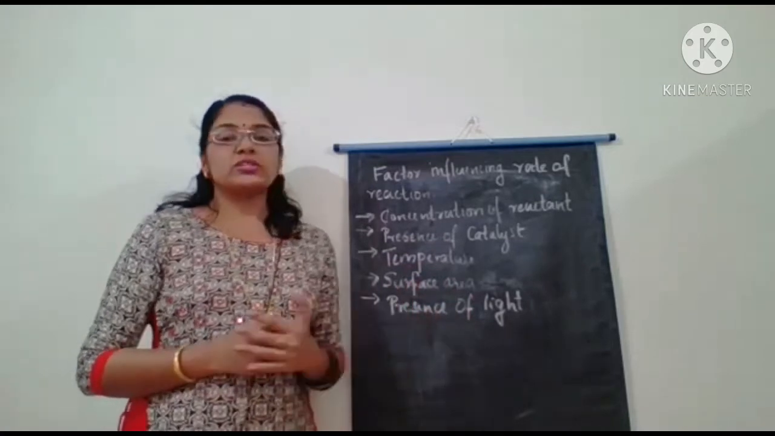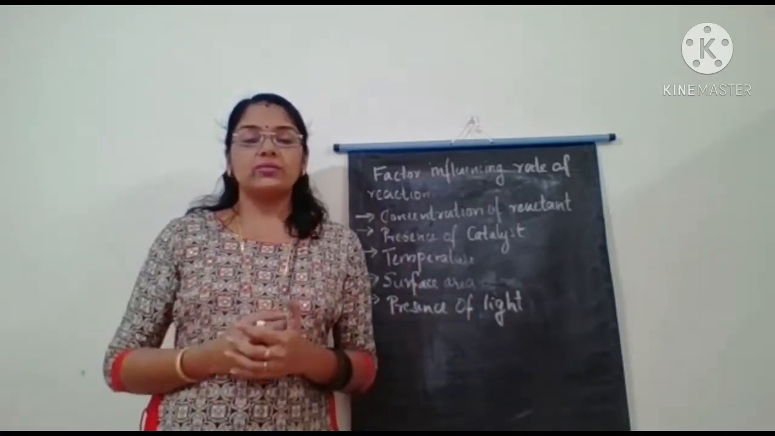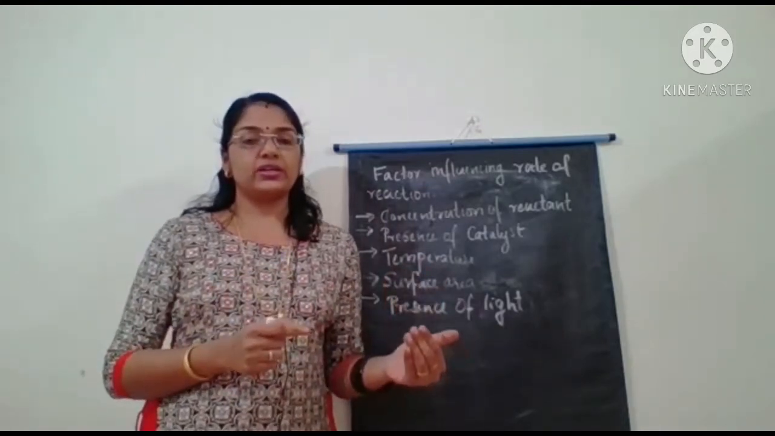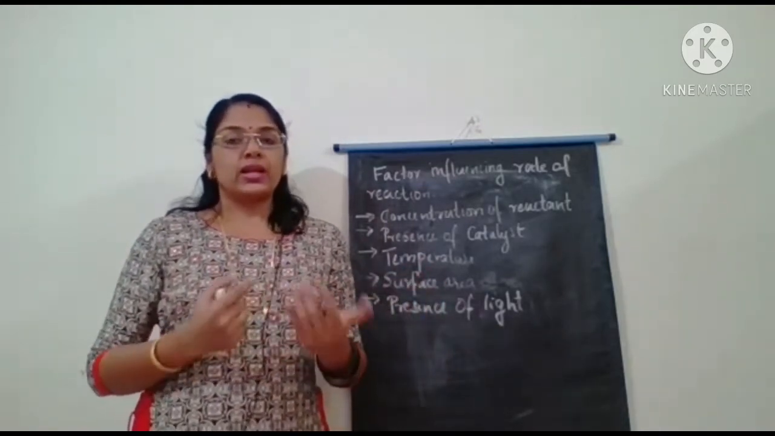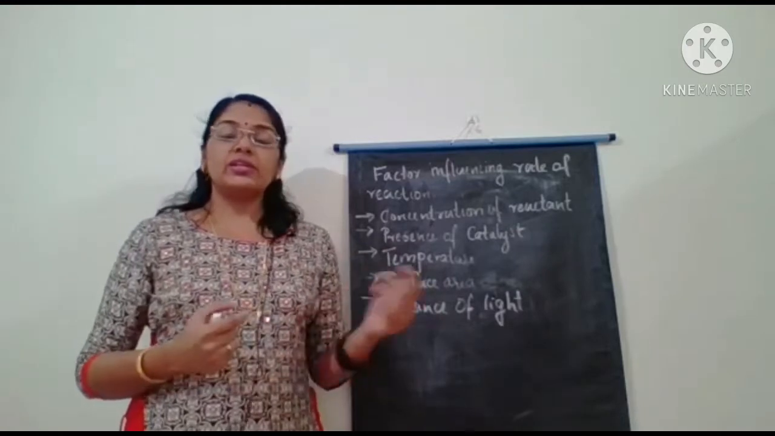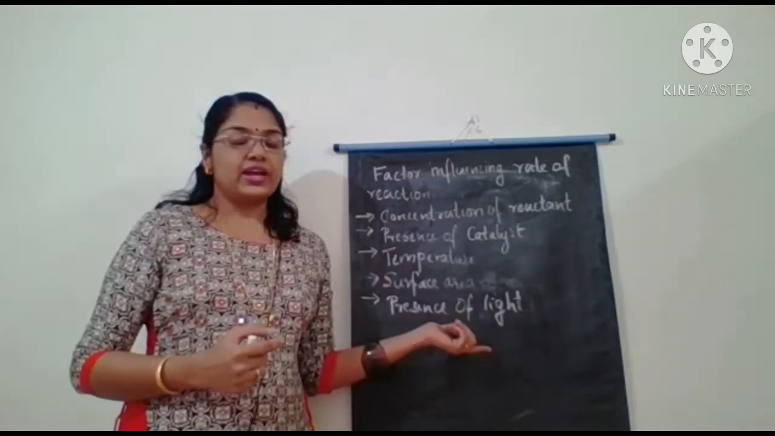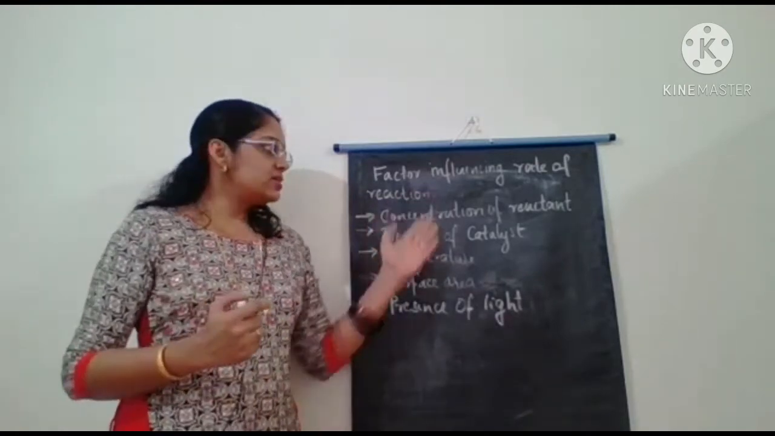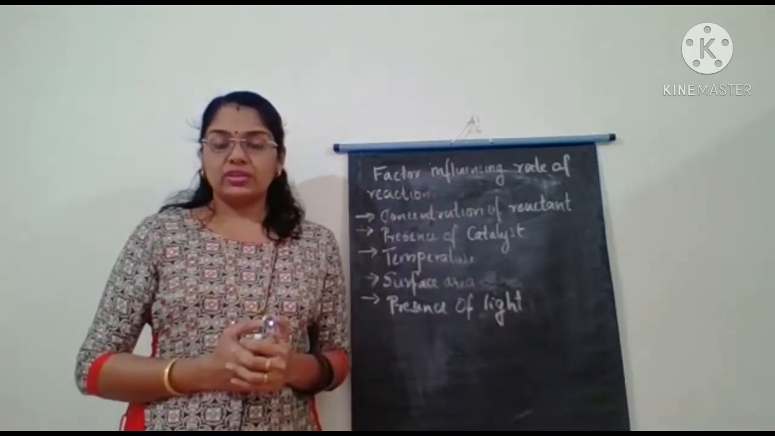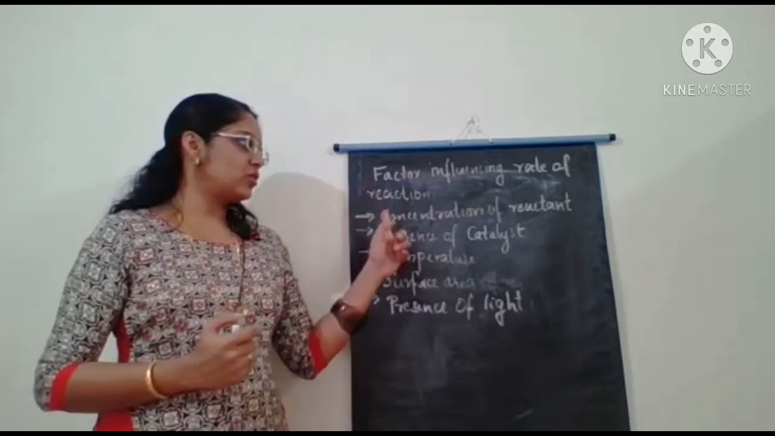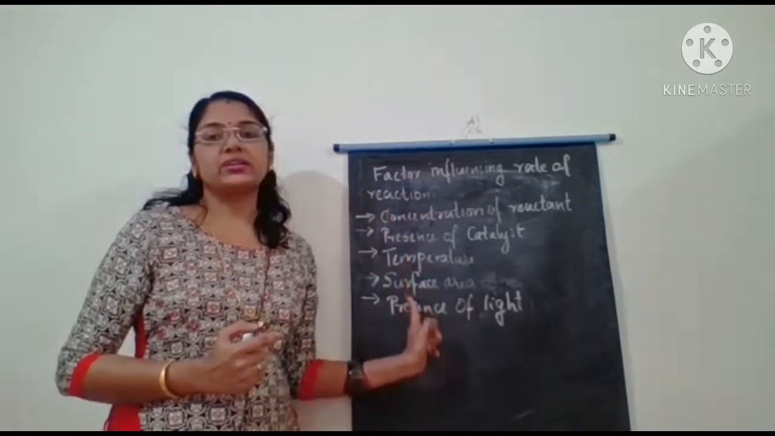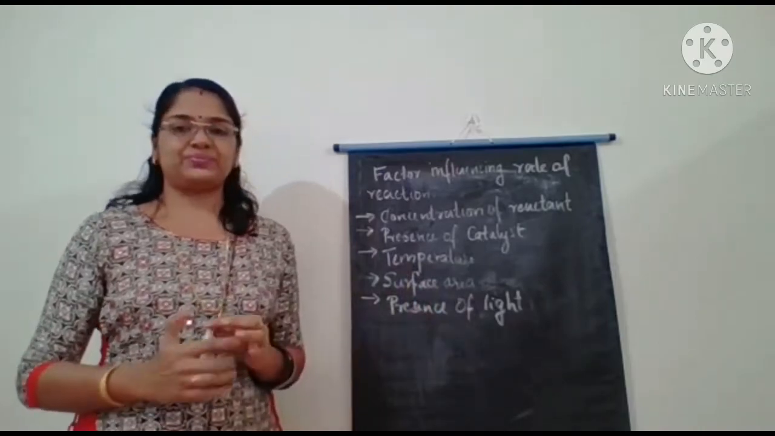Last factor is presence of light. That is, if our chemical reaction is exposed to light or any radiation, it will increase the speed of the chemical reaction by reducing the energy. So these are some factors influencing the rate of chemical reactions. First is the concentration of the reactant, next is the catalyst, temperature, surface area and presence of light.